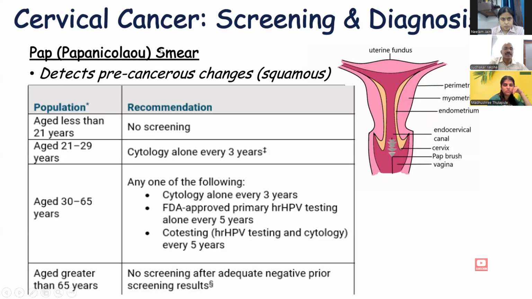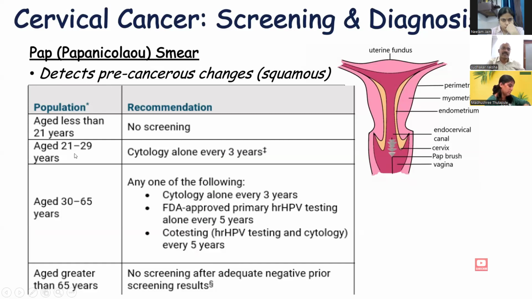So when is the pap smear needed? The recommendation for pap smear is for the early diagnosis of cervical cancer. Before 21 years, it is not needed. From 21 to 29 years, a pap smear is to be done every 3 years. From 30 to 65 years, pap smears can be done along with HPV, human papilloma virus testing, every 5 years for the early diagnosis of cervical cancer.